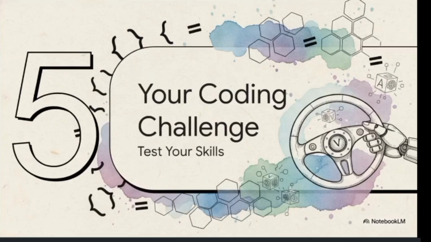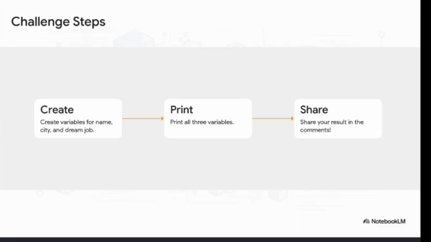Section 5. Your Python Coding Challenge. I want you to treat this like a fun little game you can play directly in the comments. Here is your challenge. Step 1. Create 3 different variables. Make 1 variable for your name, 1 for your city, and 1 for your dream job. And remember to use those quotation marks since these are all going to be text variables.